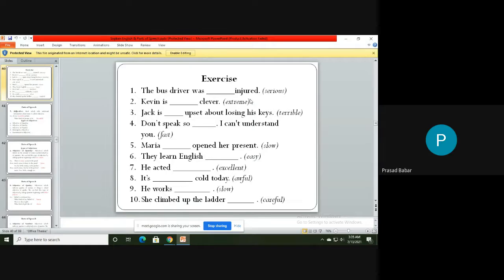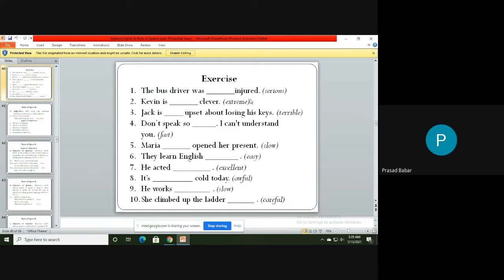He works dash dash. Here we can use the word slowly, and we can write it as he works slowly. The 10th sentence is, she climbed up the ladder dash dash. So we can use carefully here. She climbed up the ladder carefully. Okay.